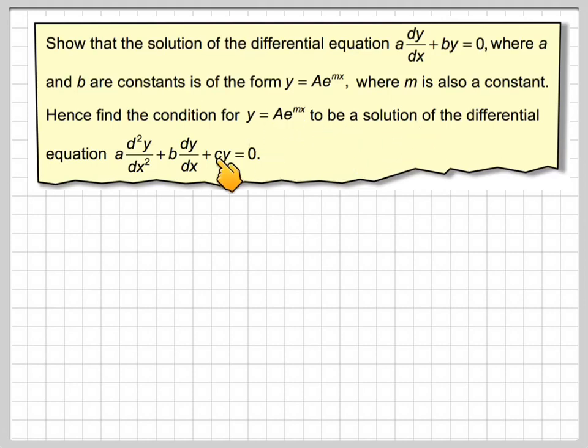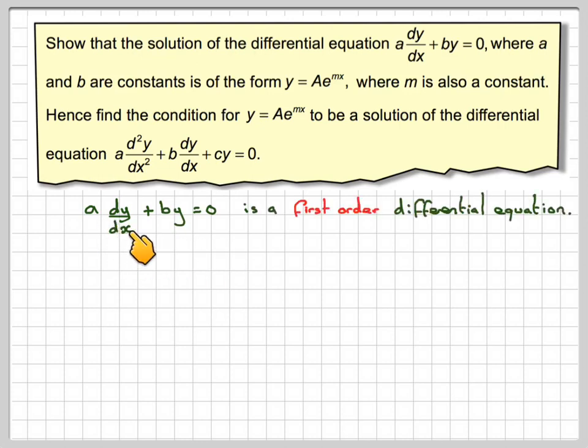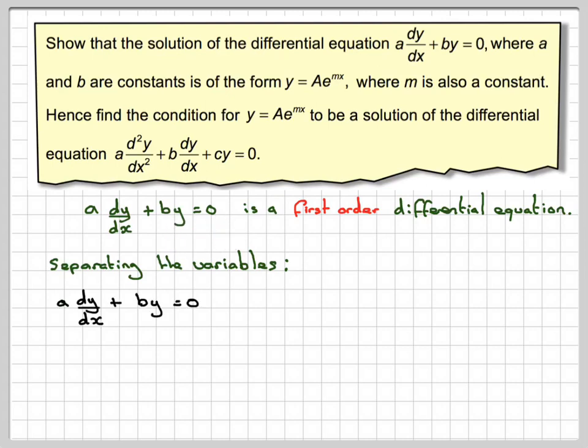a solution of the differential equation a d squared y over dx squared plus b dy over dx plus cy is equal to 0. So, this is the first order differential equation, a dy by dx plus by is equal to 0. First order, we use the separation of variables method to solve it. So we're going to just take by over to the other side. So we get a dy by dx is equal to minus by. And then we're going to do 1 over y dy by dx is equal to minus b over a.